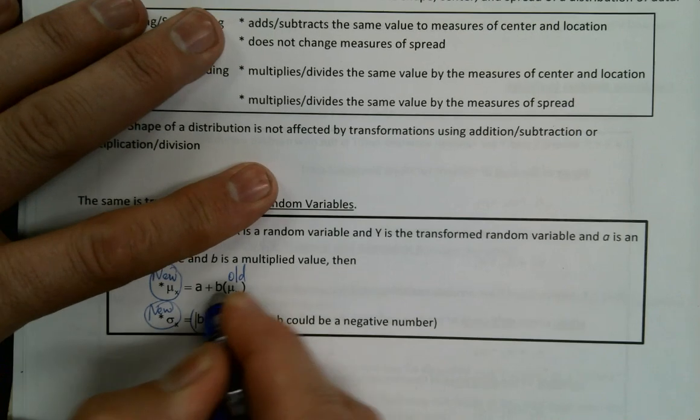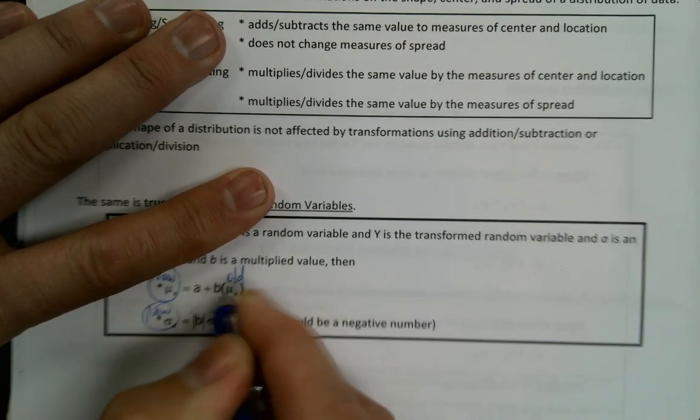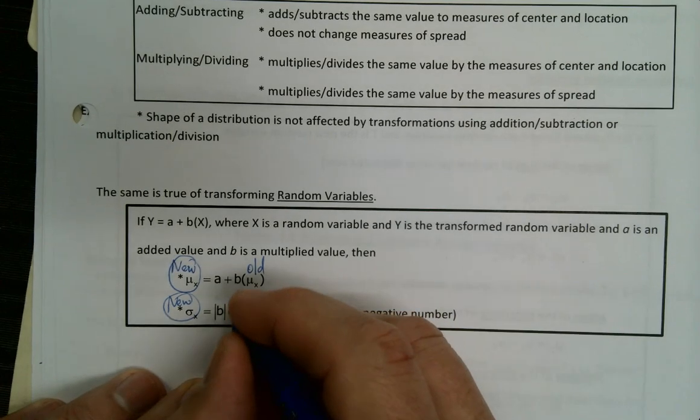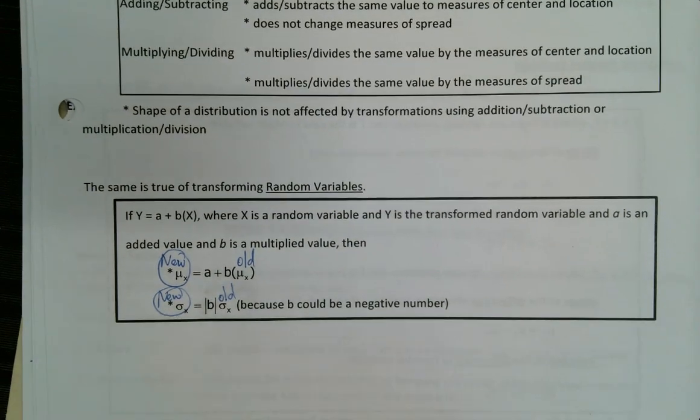Whoops, I didn't want to circle that. Why is that in the absolute value? Standard deviation can only be positive. So if B happens to be a negative multiplier, the standard deviation is still positive. Keep that in the back of your brain, because we're going to come back to that later. Standard deviation always has to be positive. Anybody remember why? Can't have negative distances. Standard deviation is the average distance from the mean, and we can't have a negative distance. So standard deviation is always positive. So that's why that absolute value is on there.